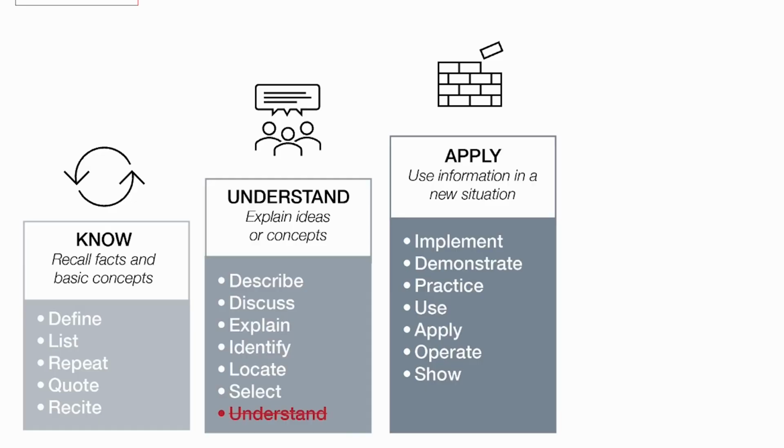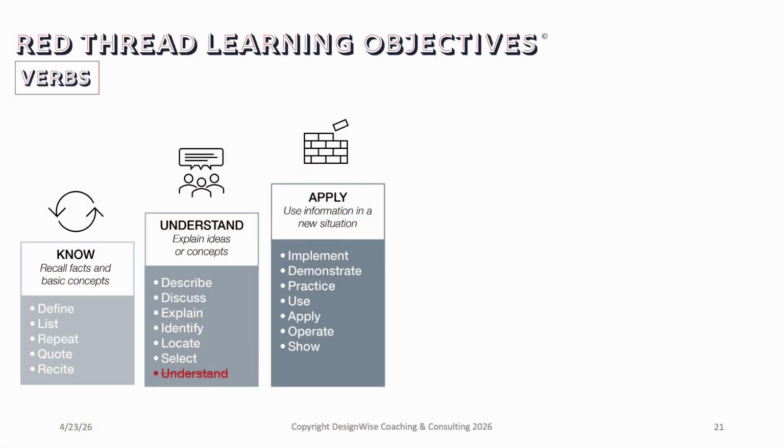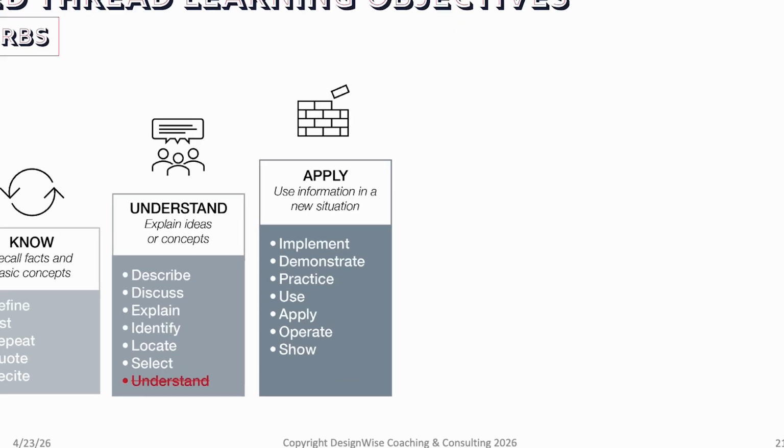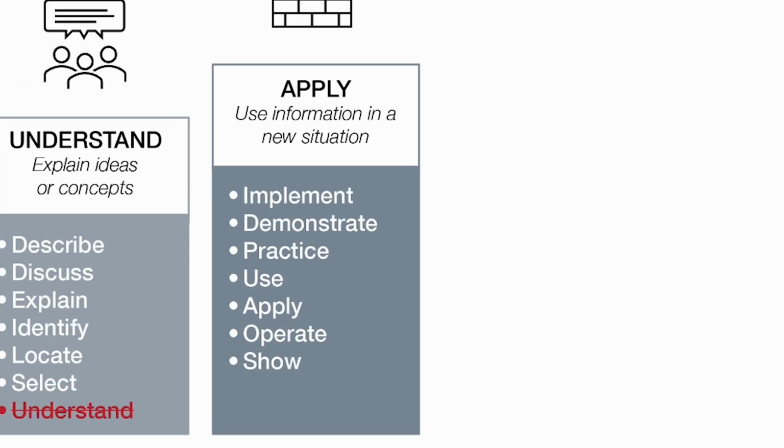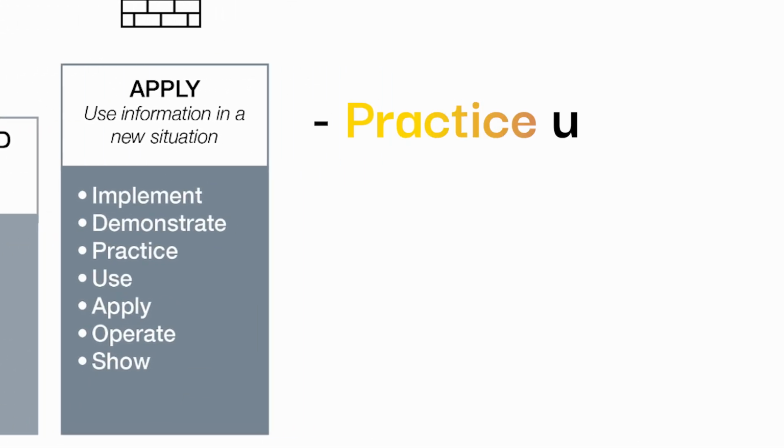So the next step is apply. And this is a crucial step for most programs because we're trying to get to learning transfer. An application, especially learning transfer from the classroom into the workplace, this is a lot of times where, if not done correctly, the book will go on the shelf after the training and nobody will ever use it. So implement, practice, use, apply, operate.